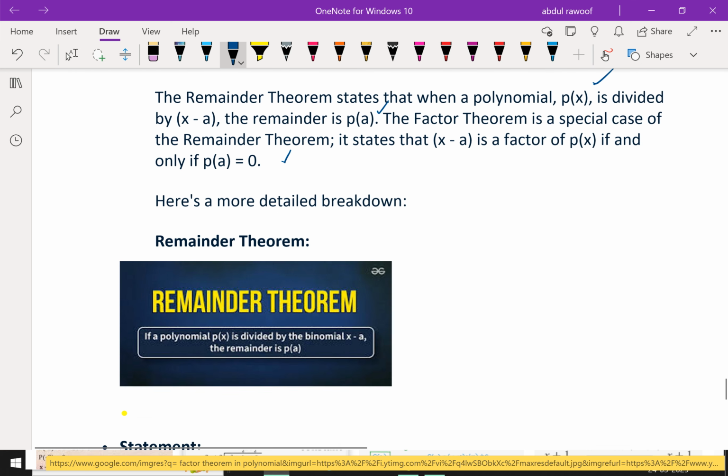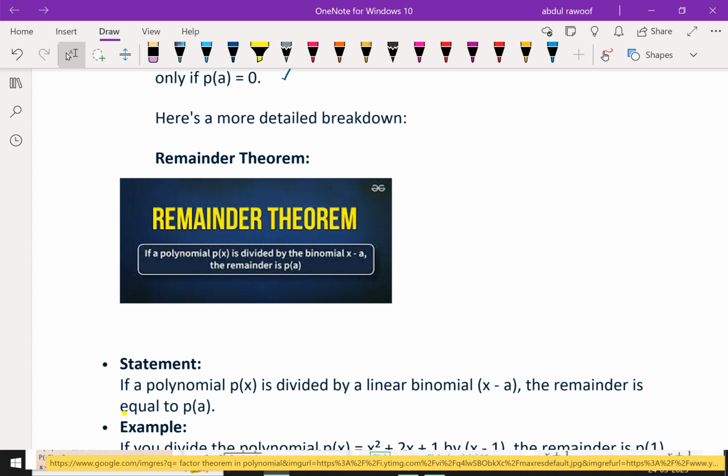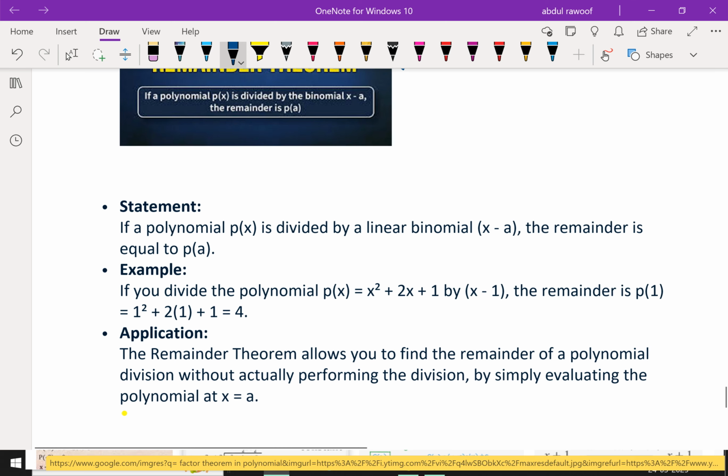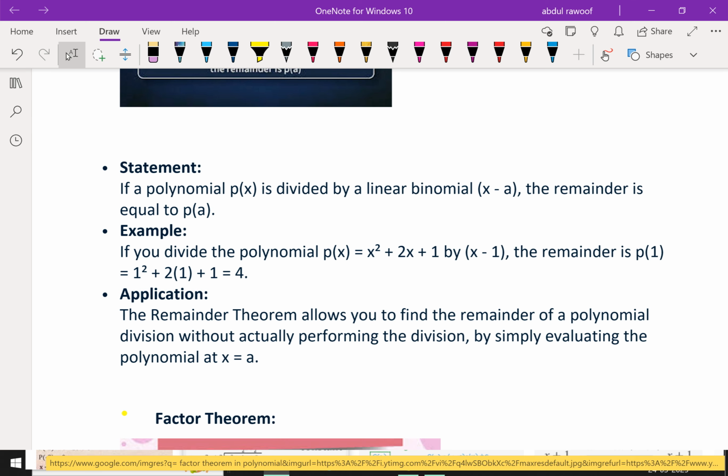Here are some details about the remainder theorem. If a polynomial p of x is divided by the binomial x minus a, then the remainder is p of a. For example, if you divide the polynomial p of x equals x squared plus 2x plus 1, a quadratic polynomial, by x minus a, what will happen?